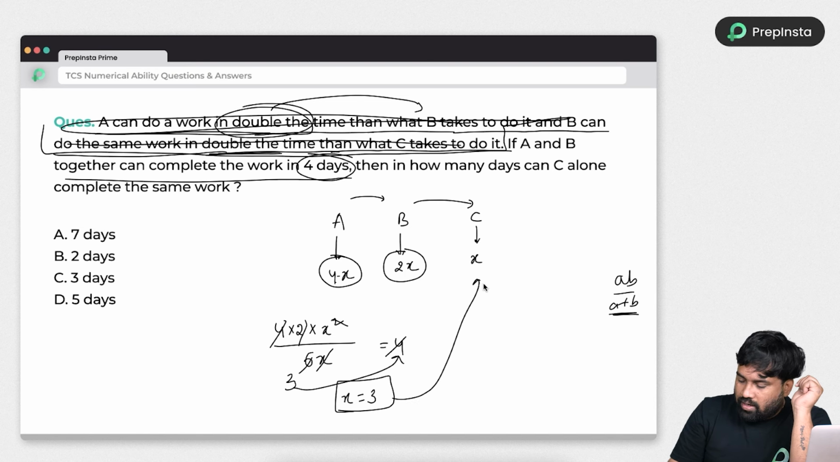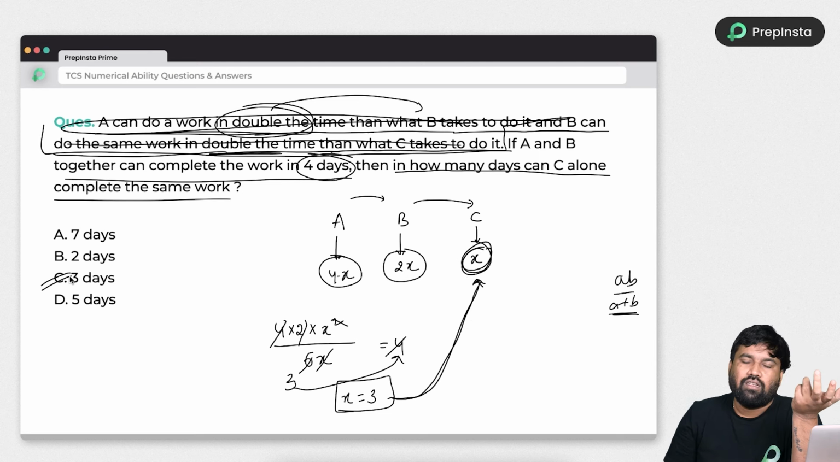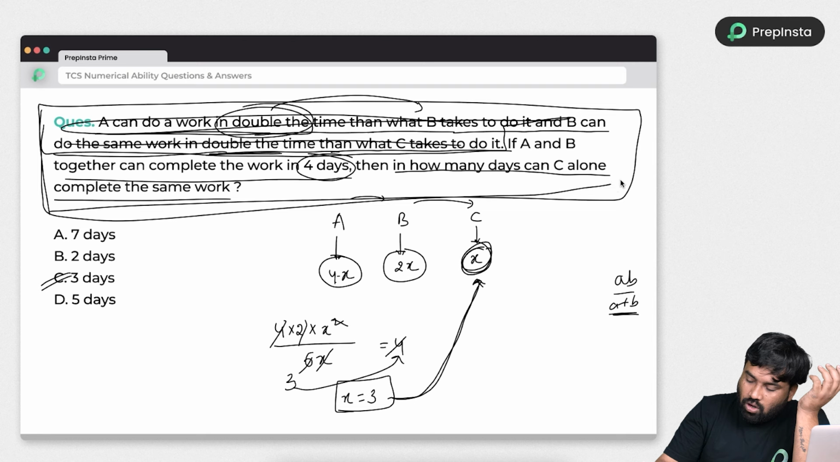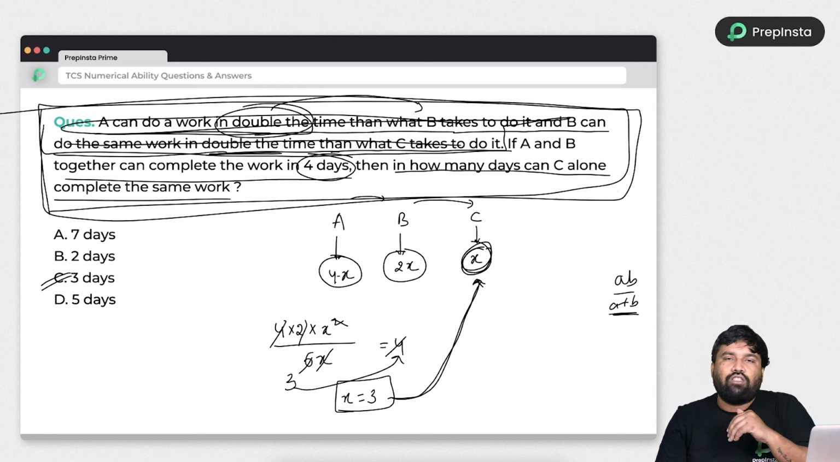So if x equals 3, what is the question? How many days can C alone complete the work? The x value is what C alone takes to complete the work, right? So 3 days. See how simply we are doing the problems, even though the problem is very lengthy. So this is all about the approach, guys. You will get this type of approach once you practice more and more problems.